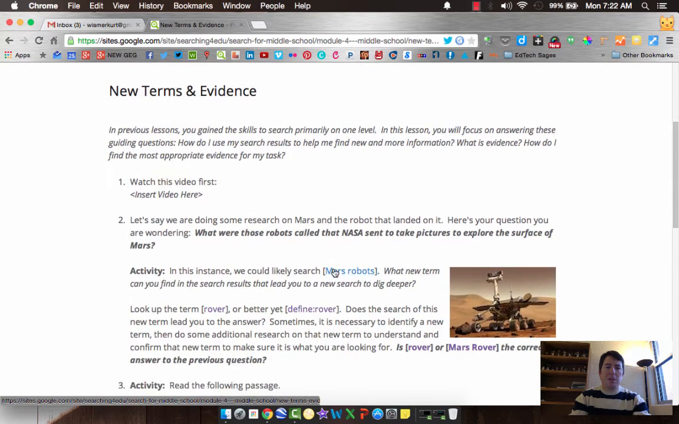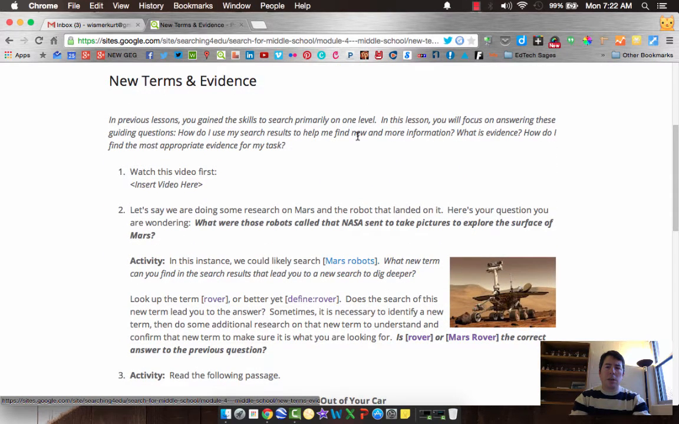So in the previous lessons, you've dug in and you found some information about how to search on primary levels, and primarily on one level. You ask the question, you find the answer. But in this case, we have to dig deeper. So that's what this lesson, and moving forward, is going to be about: digging deeper and going beyond just the first answer you may find.